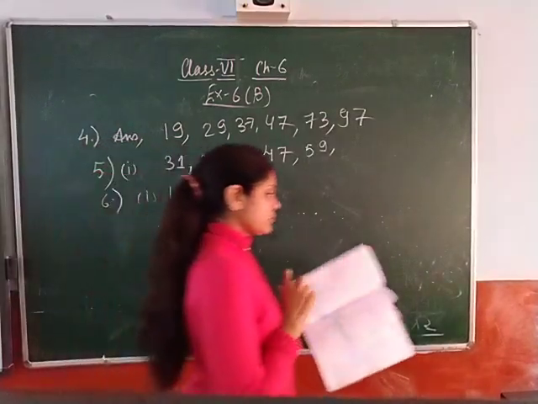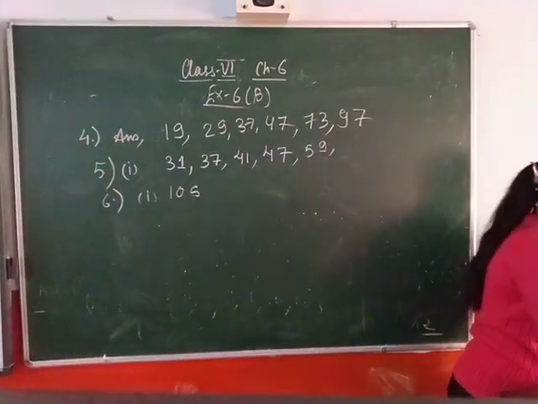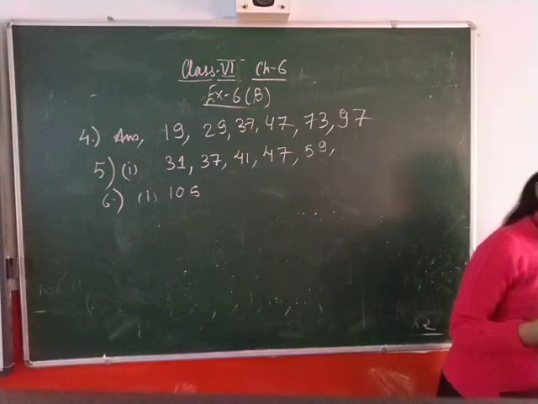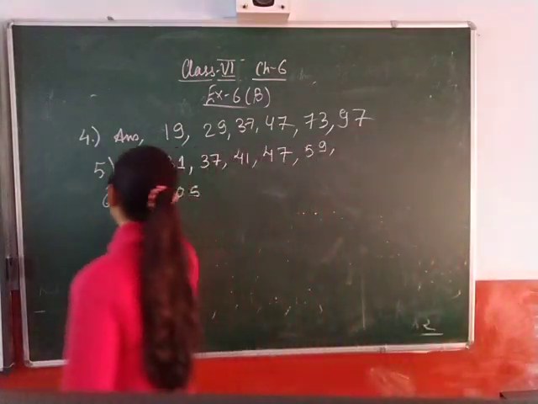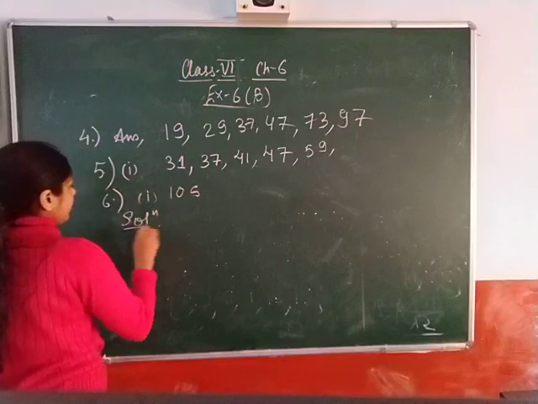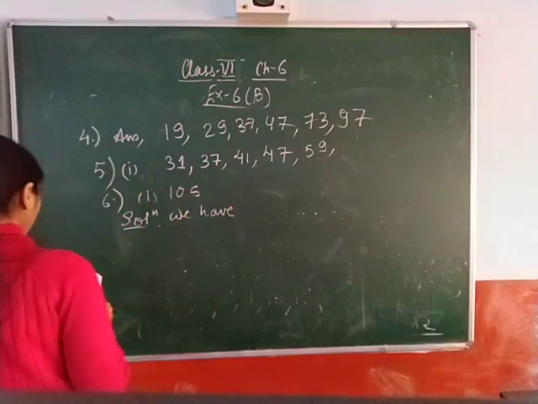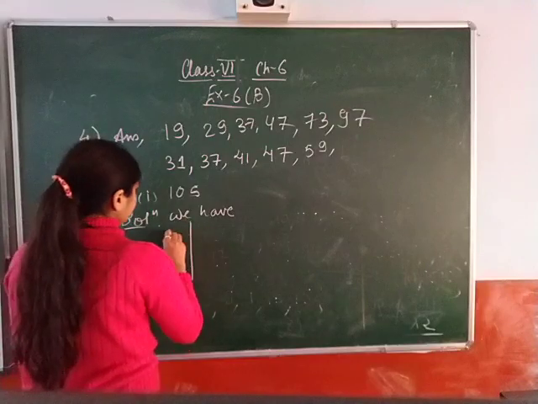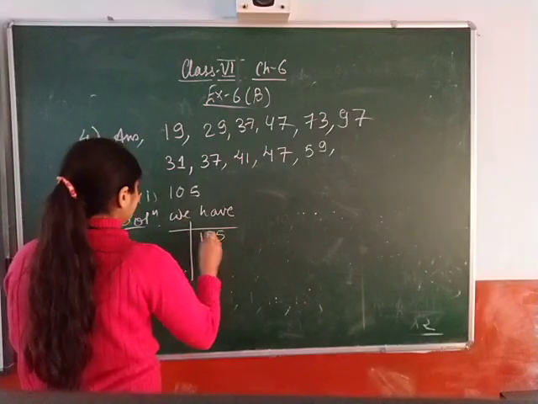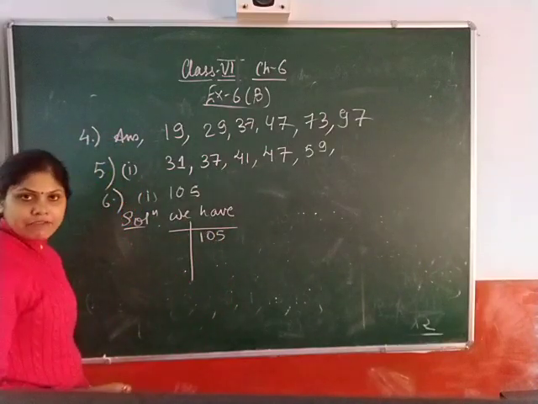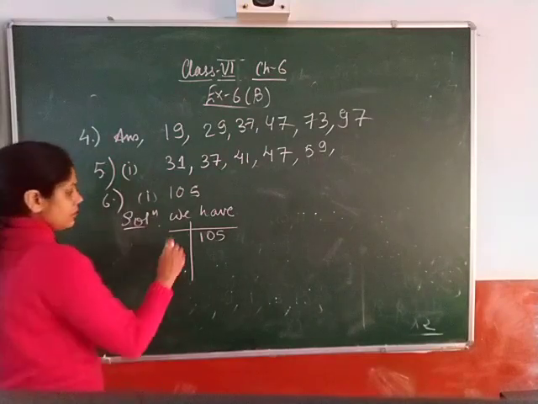105. So how will you do this? We will do it this way. We have 105. Okay, 105 is there, so how will you divide this?